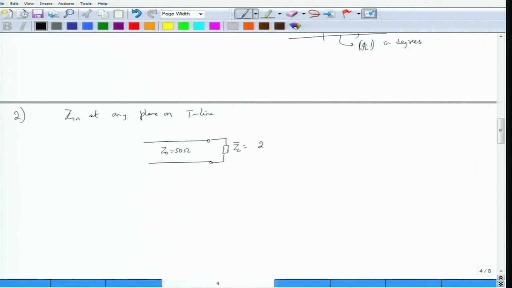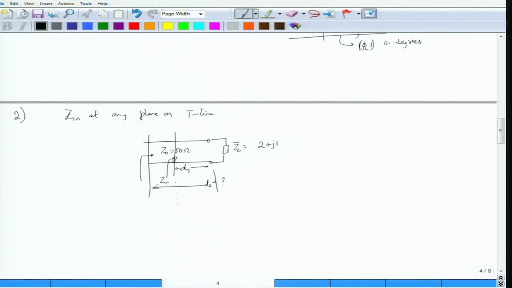load value is 2 plus j1. I have just changed the value over here. So this 2 plus j1 is the normalized impedance value, so you do not have to normalize ZL in this case. Now let us say, what is the input impedance seen at this plane, which happens to be at a distance D1 from the load? What is the input impedance seen at this plane, which is at a distance of D2 from the load, and so on.